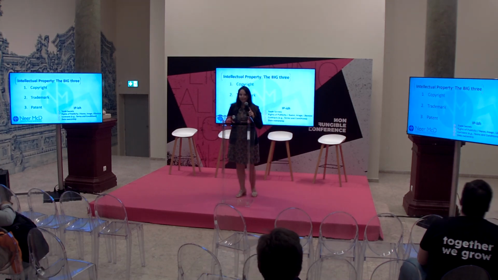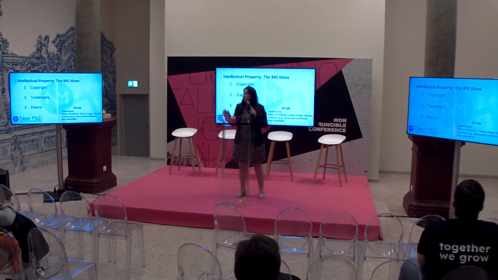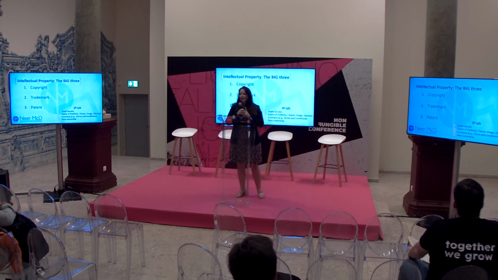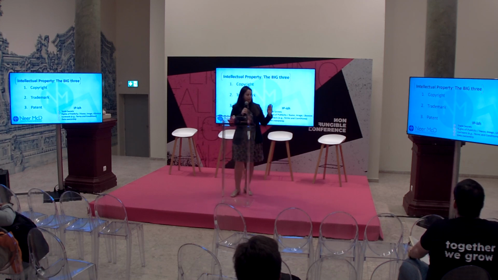So what is IP, intellectual property? The big three are really copyright, trademark, and patents. And more applicable here, especially in the blockchain space, are trademark and copyright.